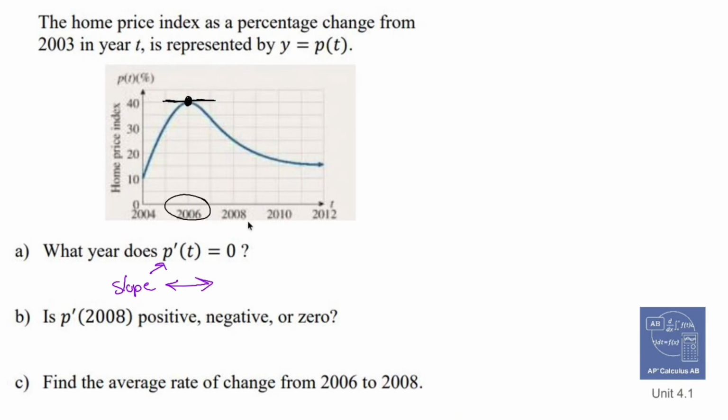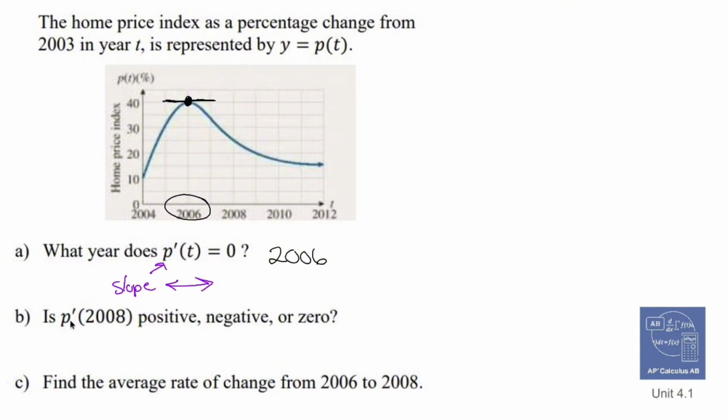That is the year 2006. So the year that my derivative is 0 is the year that my instantaneous slope, my instantaneous rate of change, is horizontal, and that happens at the year 2006.